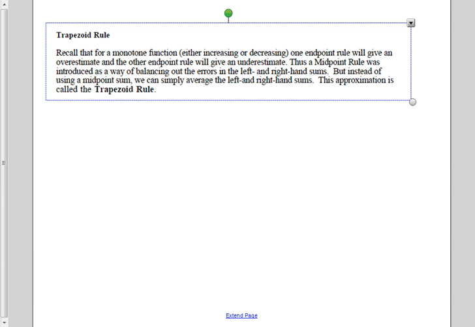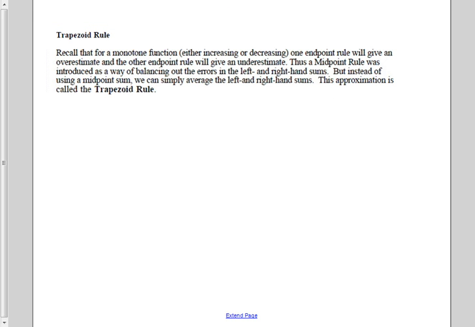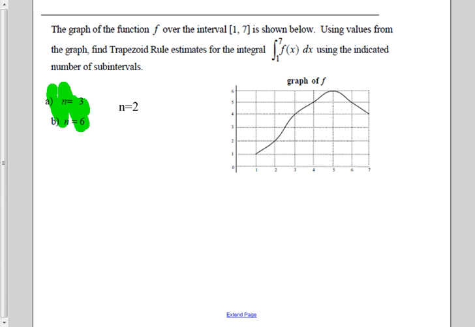So this is the trapezoid rule. So it's certainly better than the left and the right, and it's a little bit better than our midpoint sum. And so the idea of the trapezoid rule is that we just average the left and right hand sums. So let's just do one more example.